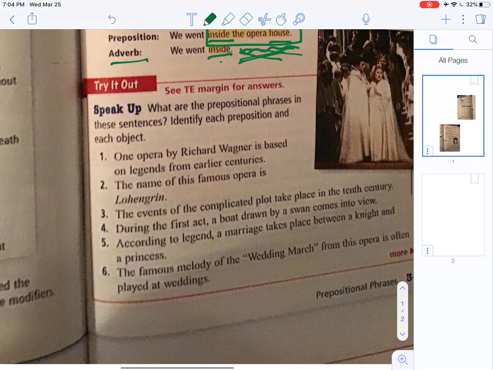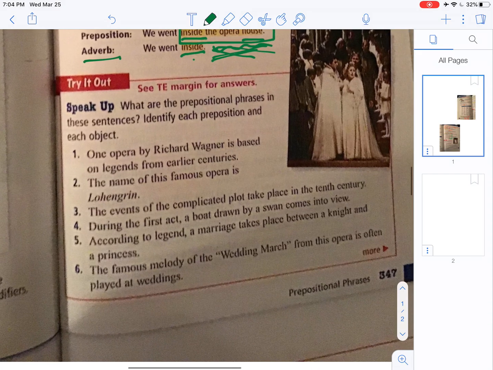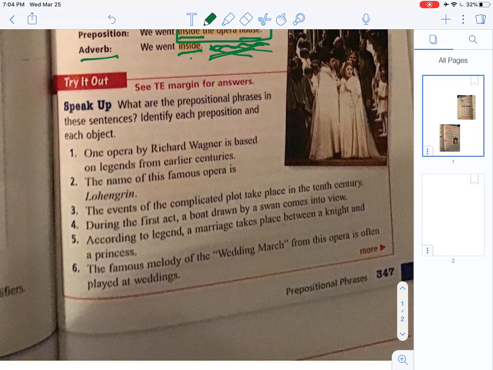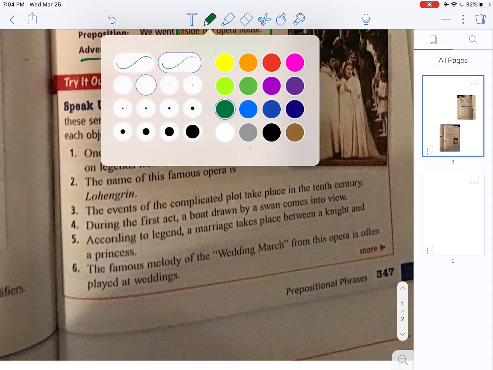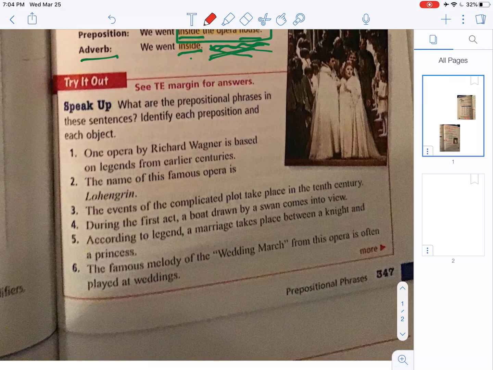Okay. So let's go through here and let's go through some examples. Again, on the piece of paper that you have, please number 1 through 6. And we're going to go through and figure out what these prepositions are. Okay, so number one: opera by Richard Wagner is based on legends from earlier centuries. So the easiest way to do this is to go through and identify any prepositions that you see first. So I see one here, which is by.